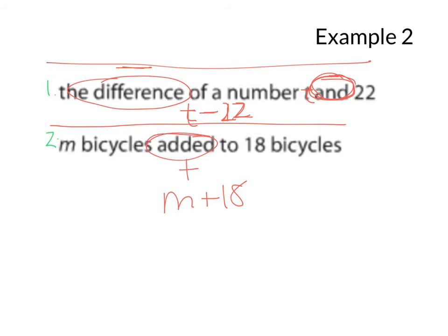M bicycles added, if I look at the chart, and I think most of you don't need to look at the chart for that one, added to 18 bicycles. I know that it's add. M added to 18 bicycles.